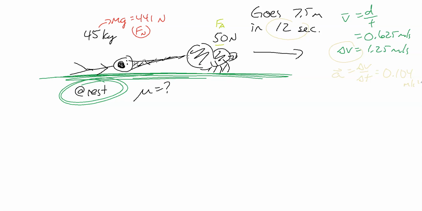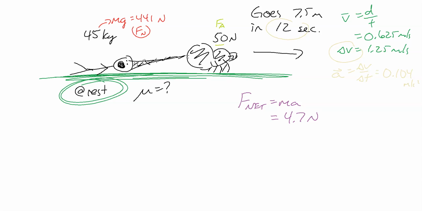I've got acceleration, and I do have some mass. Acceleration and mass give me net force, so I can calculate my net force. Net force is equal to ma. So I'll take that acceleration of 0.104 and multiply it by the 45, and I get a net force of about 4.7 newtons.